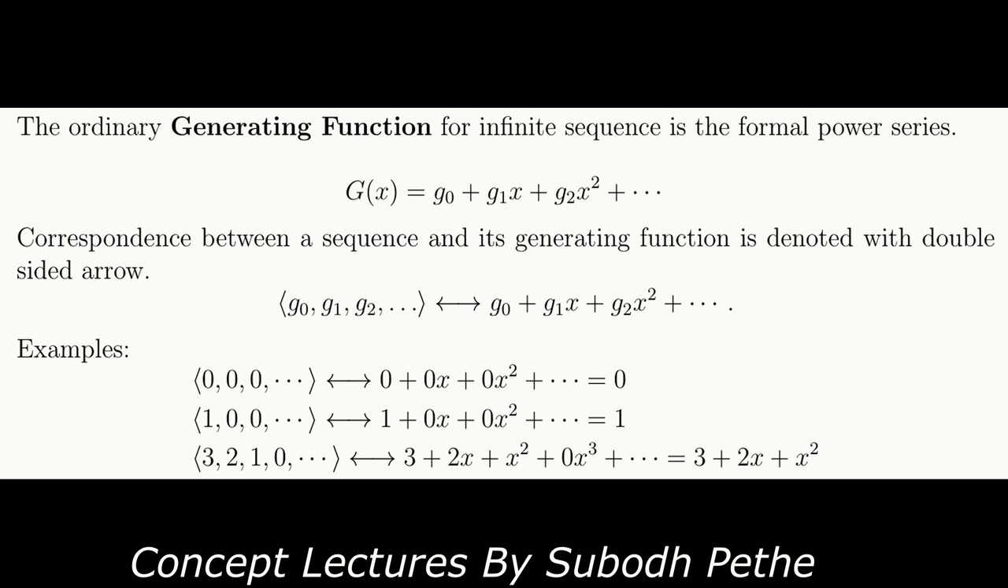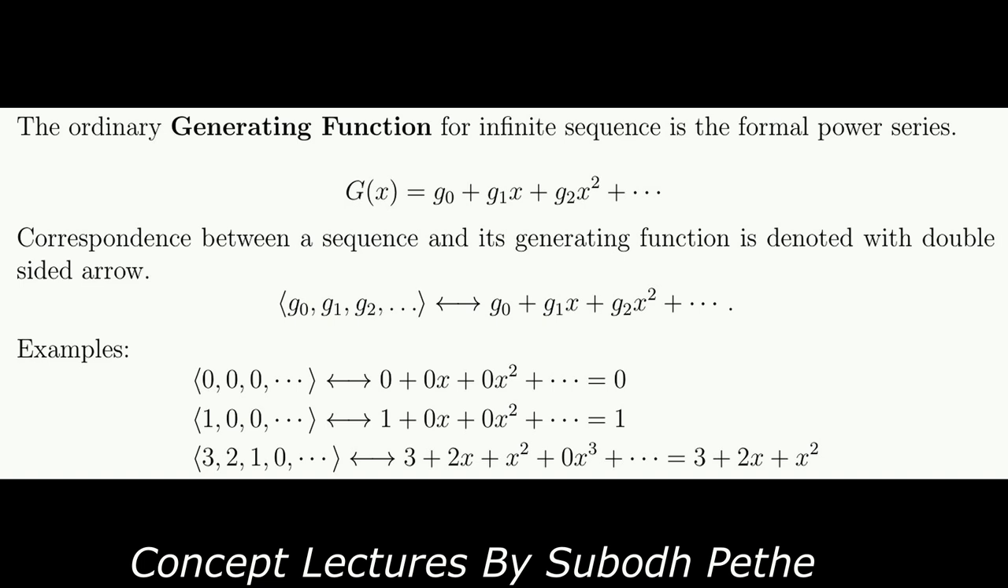Now let us consider the ordinary generating function for an infinite sequence. It looks like a power series. So let us create a notation. G of x is equal to g0 plus g1x plus g2x square plus dot dot dot. That means whatever power of x you look for, the corresponding coefficient is g with subscript whatever power you require. So g2 is the coefficient of x square, g100 will be the coefficient of x raised to 100 and so on. So the corresponding sequence, if you wish to write it, we will write it as g0, g1, g2, dot dot dot, is equivalent to the generating function g0 plus g1x plus g2x square and so on.